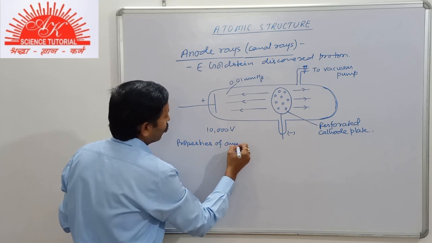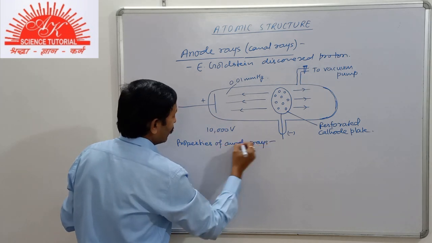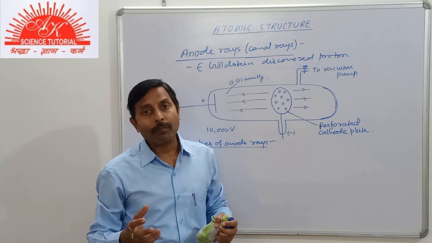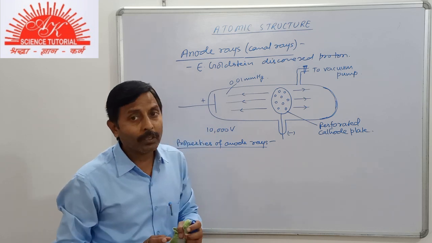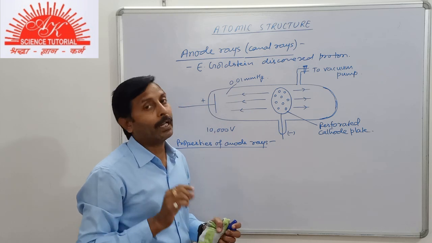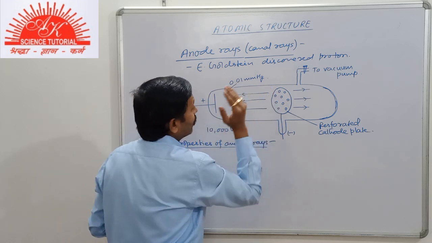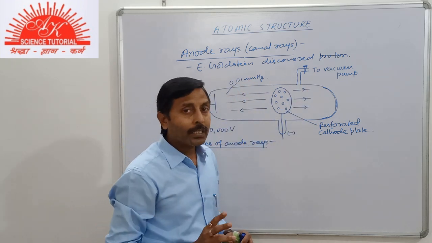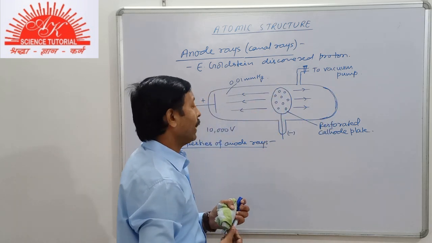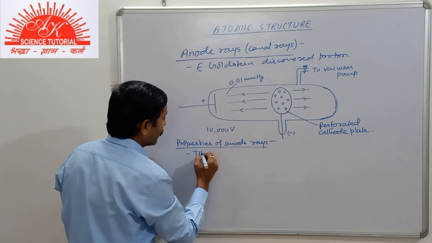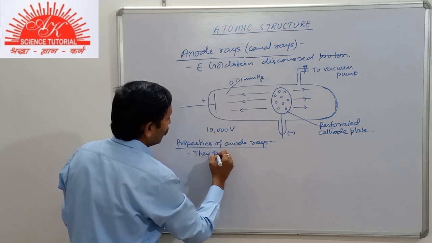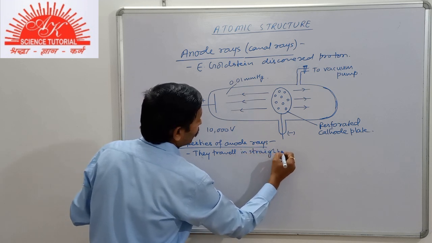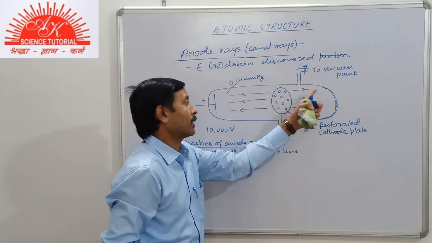The properties were studied using similar concepts as used for the cathode rays. When an opaque object was placed in the path of the anode rays, it cast a shadow behind the plate. Hence, they travel in a straight line. The reason is that they cast a shadow.